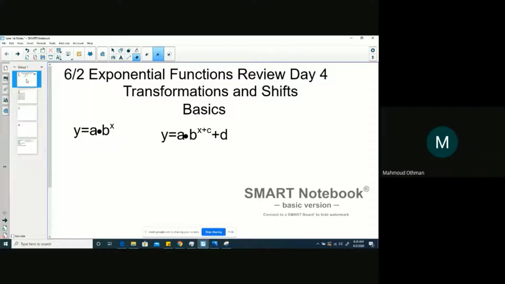Exponential function. Review day 4, transformations and shifts. So y equals a times b to the x. This is the parent function.